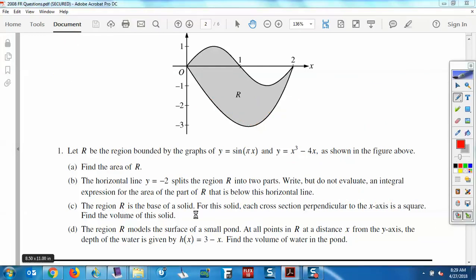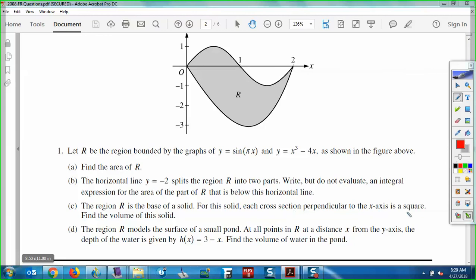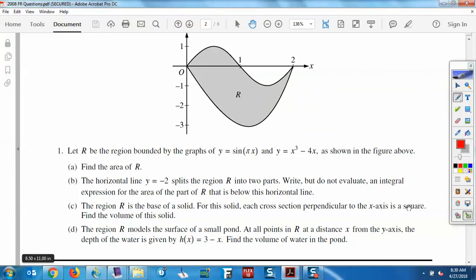Okay, the region R is the base of a solid. For this solid, each cross-section perpendicular to the x-axis is a square. So we can do that. Still top minus bottom, and square that. So you're going to have sine minus x cubed minus 4x, all of that squared, and then it's going to be the integral from 0 to 2. That strip is one side of the square, you square it, and you got it. Okay, so all of that was all well and good.